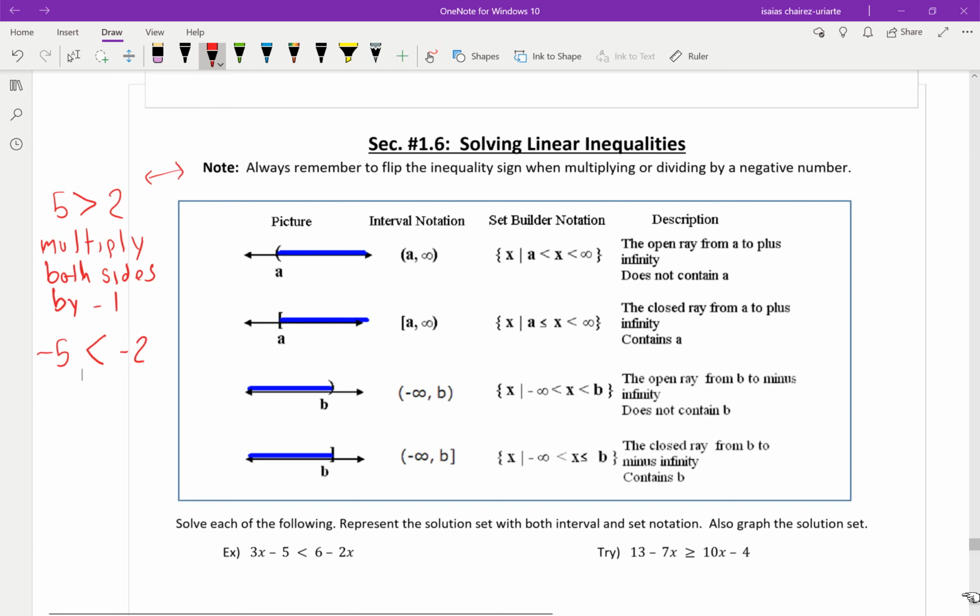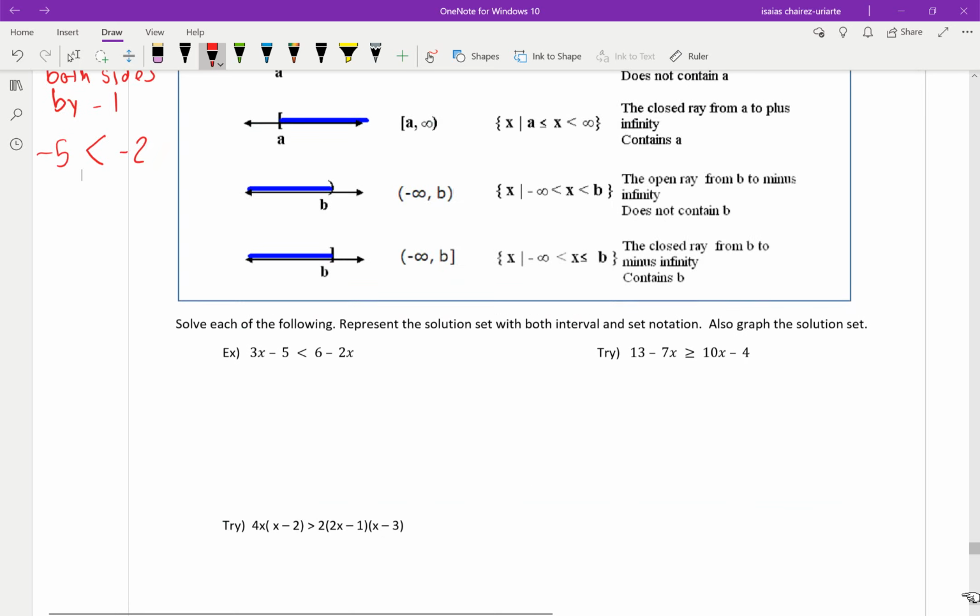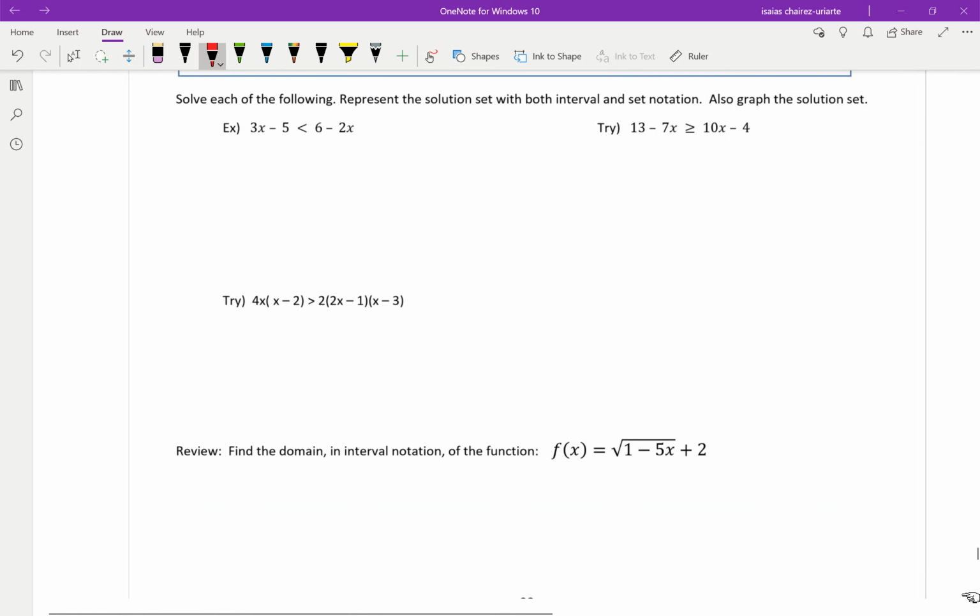Let's get into some of the inequalities that we've got to solve. Solve each of the following, represent the solution set with both interval and set notation, and also graph the solution set. So we've got to do a few things: solve the inequality, then express the solution in interval notation and set notation, and also make a little sketch of the solution.